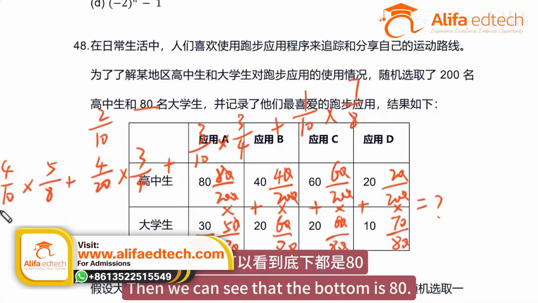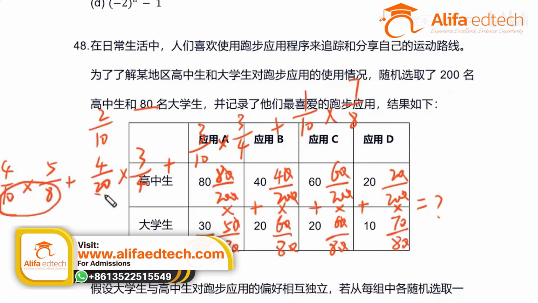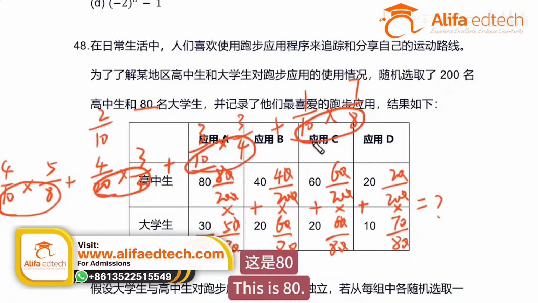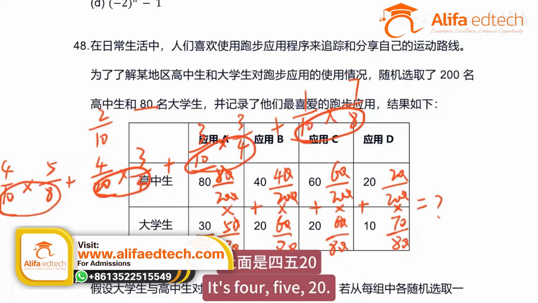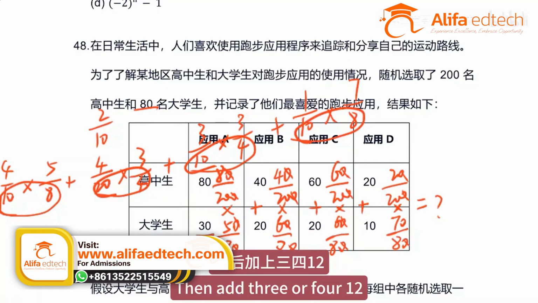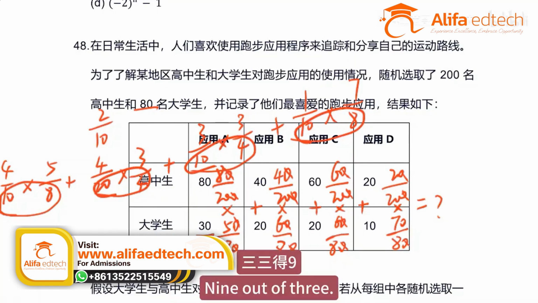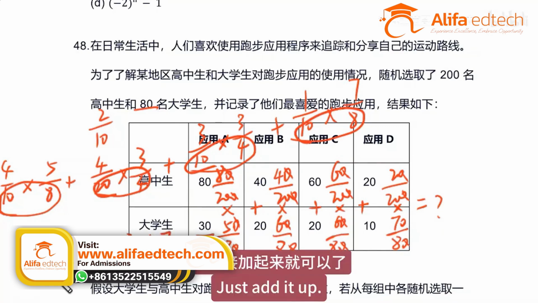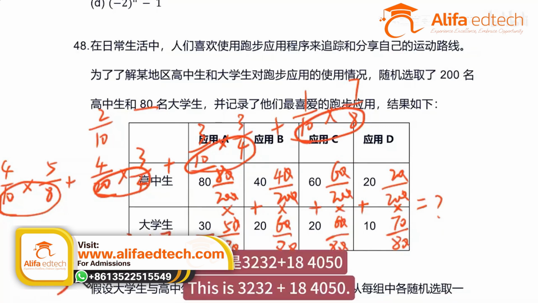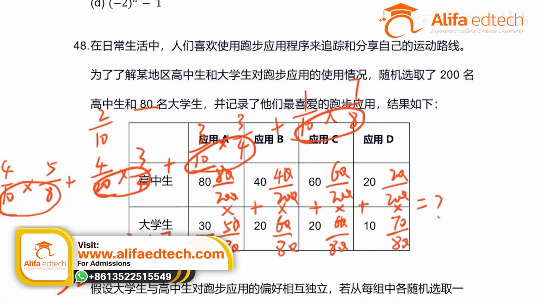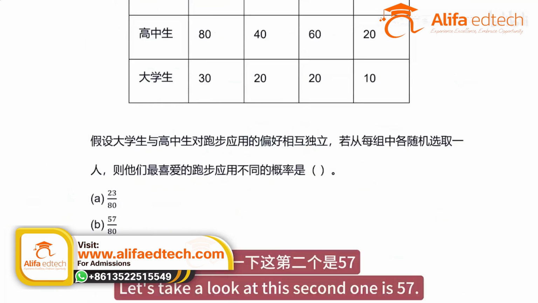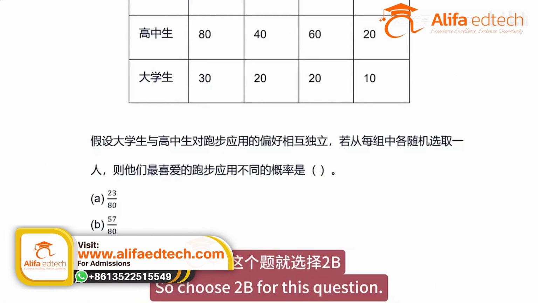Right? So we can see that the denominators below are all 80. Let's convert this one to have 80 as the denominator as well. So this is 80. On top, it's 4 times 5, which is 20, then plus 3 times 4, which is 12. This one is 40, right? 3 times 3 is 9. 2 times 9 is 18, so this is 18. And then this one is 7. You can just add this one directly. This one is 32, and 32 plus 18 is 50, plus 7 is 57. Let's take a look. The second one is 57, so for this question, we choose 2B.